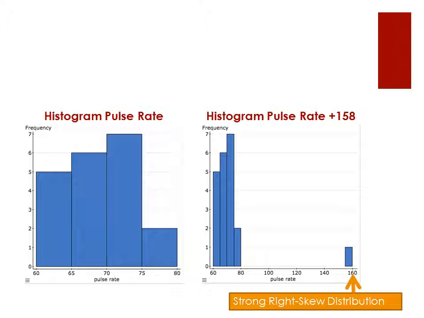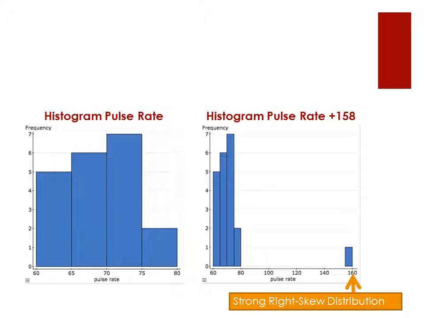Let's take a look at what's producing this problem. In order to do this, we need to look at histograms. So here I've made 2 histograms for us to compare. On the left, we have the histogram of the pulse rates from the class. And we can see not quite a normal distribution, but it's pretty close.